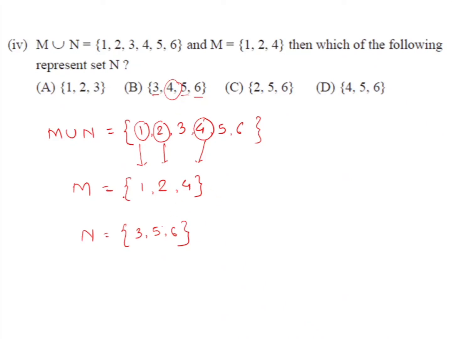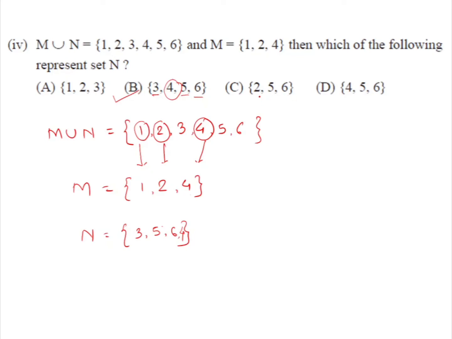That means in set M there is a 4 which is given, and it is possible that there may be an element 4 in set N also. As it is a common element in both of these two sets, instead of writing these two elements twice in the union, it is written only once here. So set B represents the elements in set N. The question asked which of the following represents set N? So B is the correct alternative.